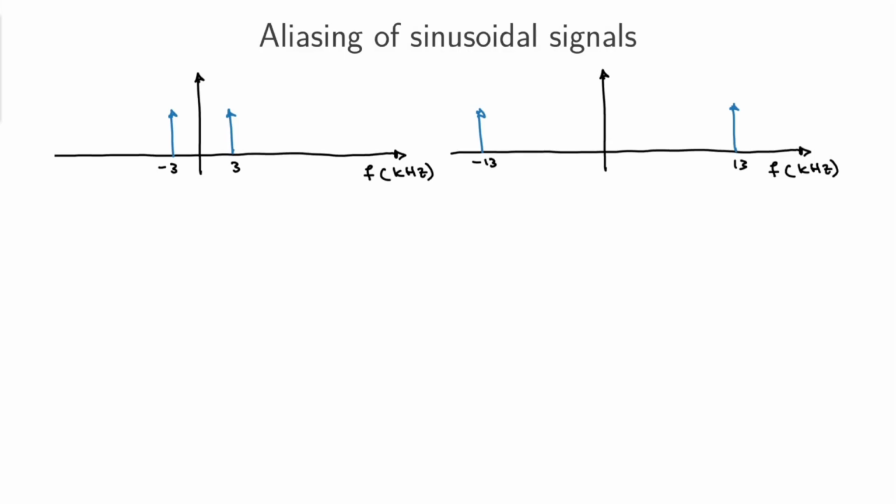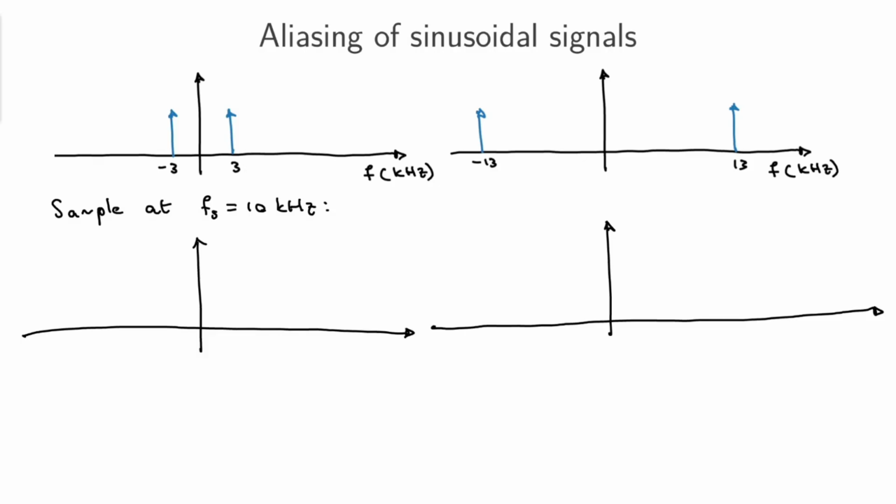Aliasing of sinusoidal signals. We've got two signals here. This is the continuous spectrum, because it's in F and it's in kilohertz. Let's just say we sample at Fs equal to 10 kilohertz. Now with your newfound knowledge of the DTFT, you should be able to draw the spectrum super quick.